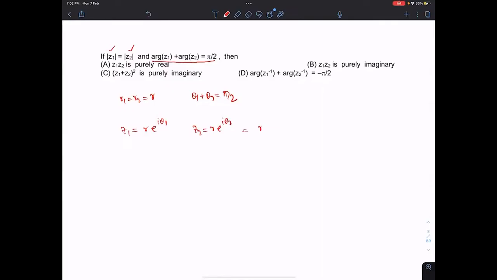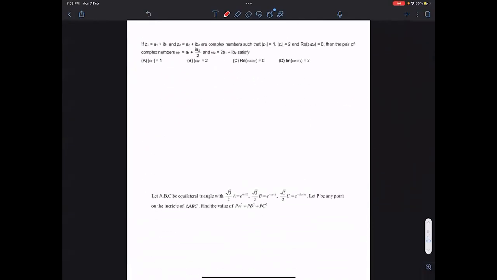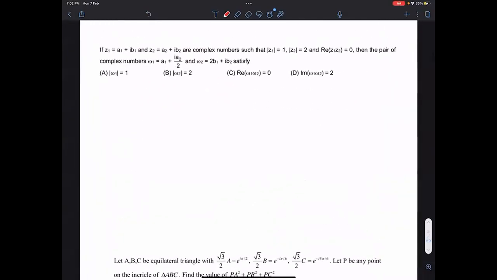Now what will be Z1, Z2? It is r square e power I theta 1 plus theta 2. What is theta 1 plus theta 2? Pi by 2. And e power I pi by 2 is I. So r square times I. This is a real number, like some 9i, 69, something like that. So purely imaginary, no? Like that. So here, if you use Euler's form, it is easy, no? Now let us say second one.